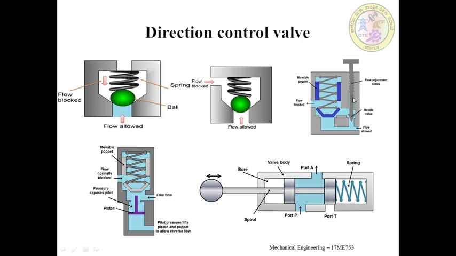And the pilot operated check valve, this is the pilot operated check valve. You can see the various arrangement. This is the spring, this is the piston, and pressure opposite pilot, and flow normal blocked, movable poppet, free flow. Likewise, there are certain different parts. This type of check valve is known as the pilot operated check valve, which is shown in the figure.